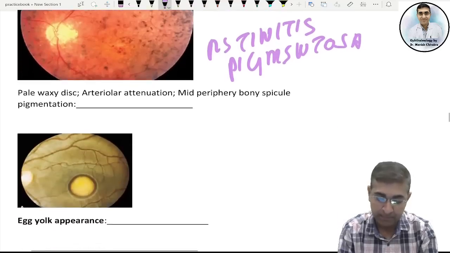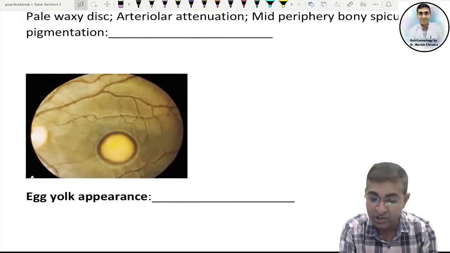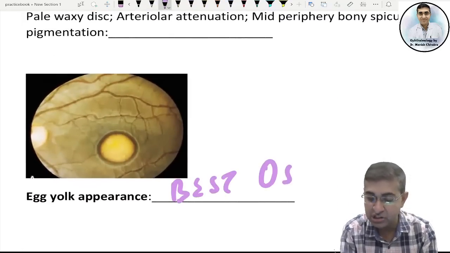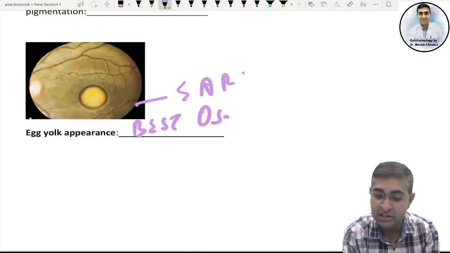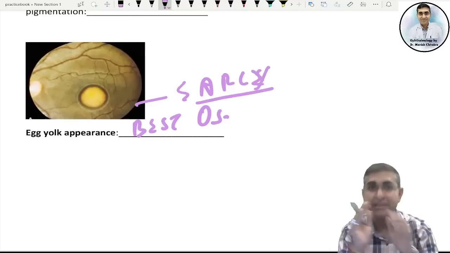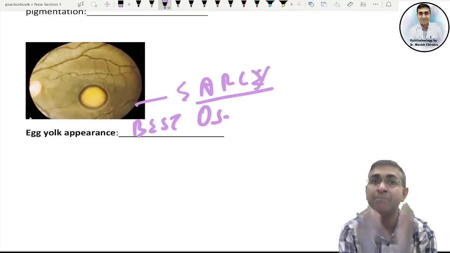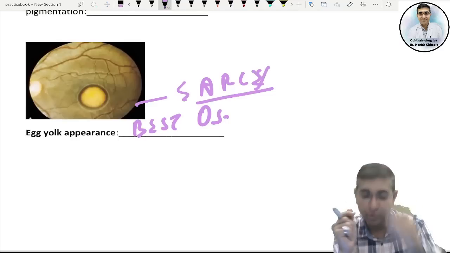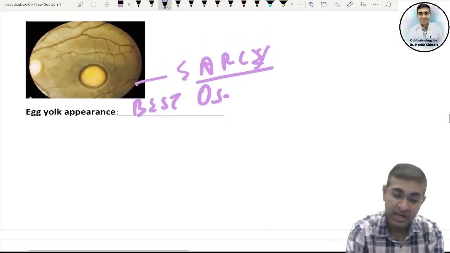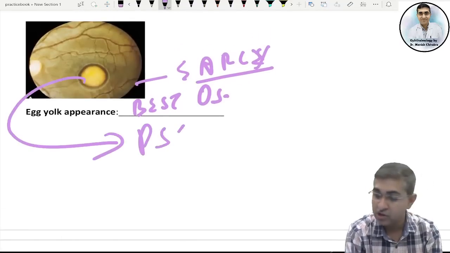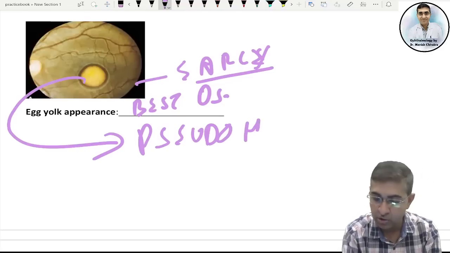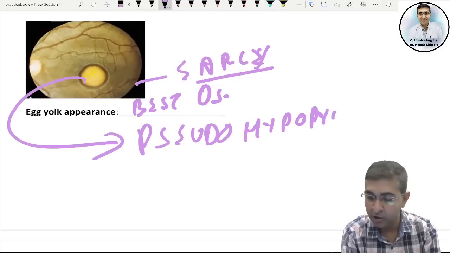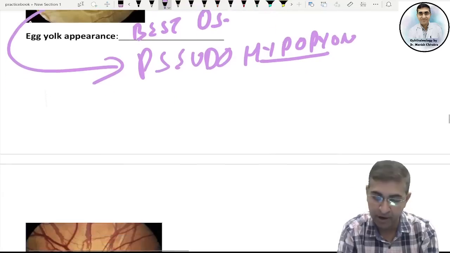Now what is this? Egg yolk appearance of the macula. Egg yolk appearance of the macula is your Best disease. This is seen early in the disease. Late in the disease there is scrambled egg appearance, like egg bhurji, and this gives an appearance of pseudohypopyon. Yes, pseudohypopyon.